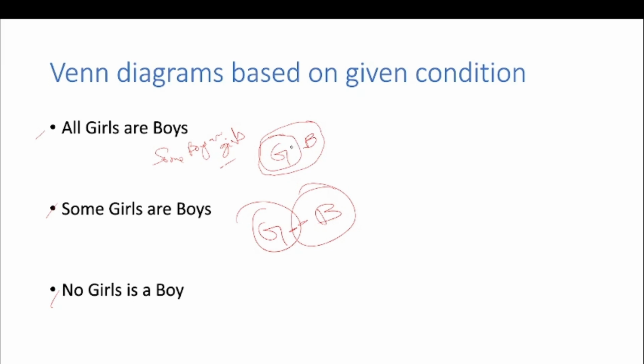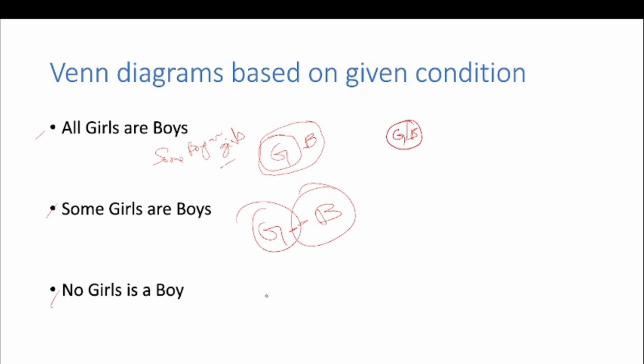Okay. If it's only given as all girls are boys, we have to consider that some boys are girls. But if both all boys are girls and all girls are boys are given, we will draw a single circle. We will give girl, boy. Okay. Let's see the third statement.